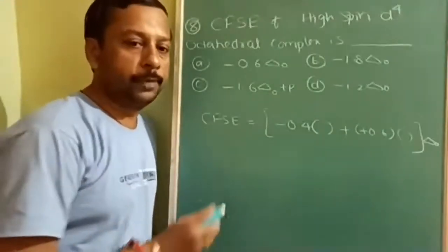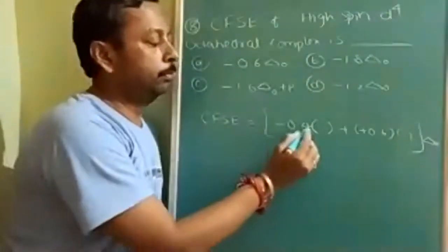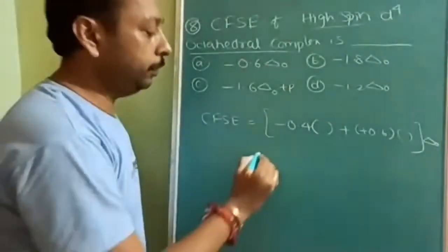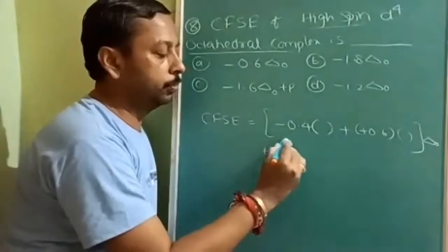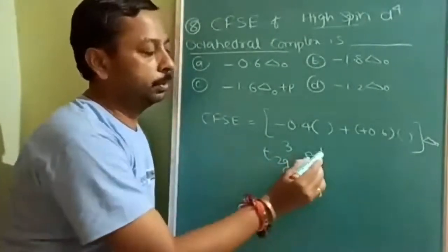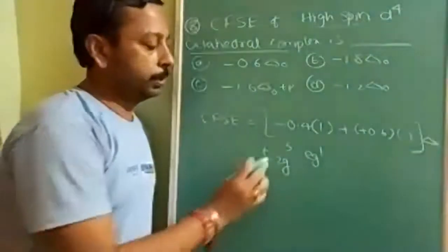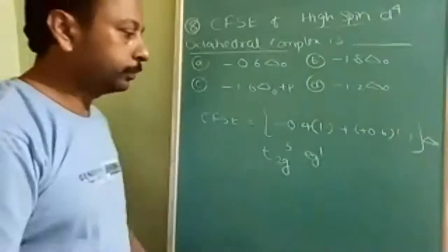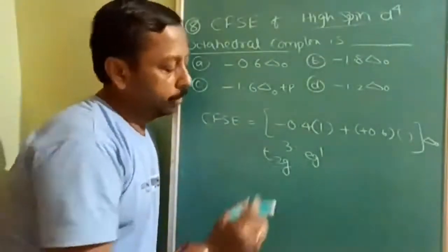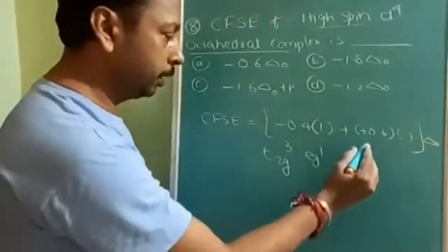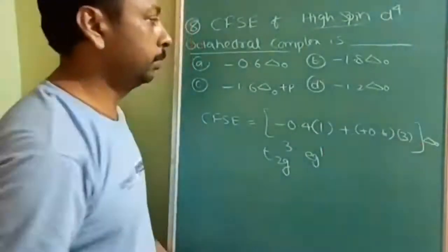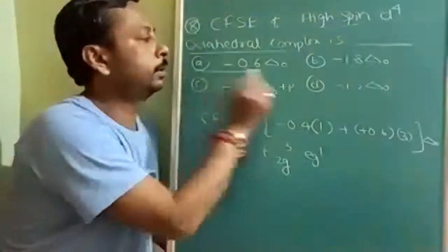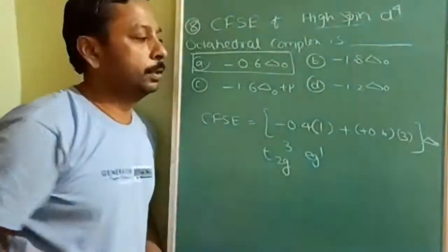Okay. Here, crystal field stabilization energy formula, number of electrons. Here the main word is high spin octahedral. High spin octahedral means t2g3 and eg1. So in eg, one electron is there, and in t2g, 3 electrons are there. Okay. So on simplifying, how much will you get? Minus 0.6. Minus 0.6 is the answer.